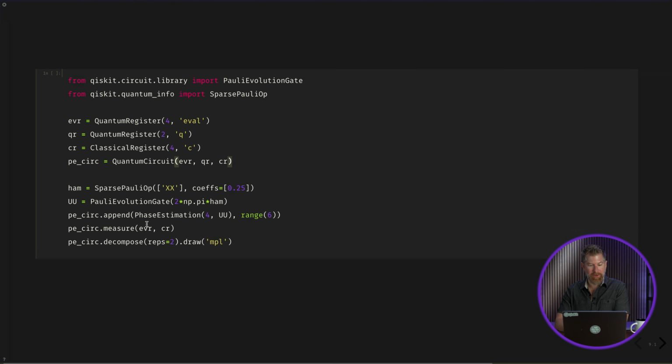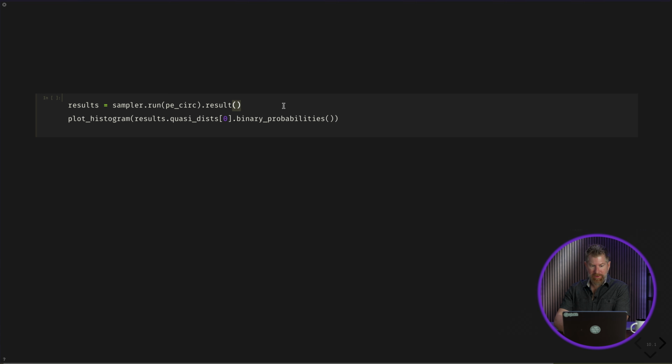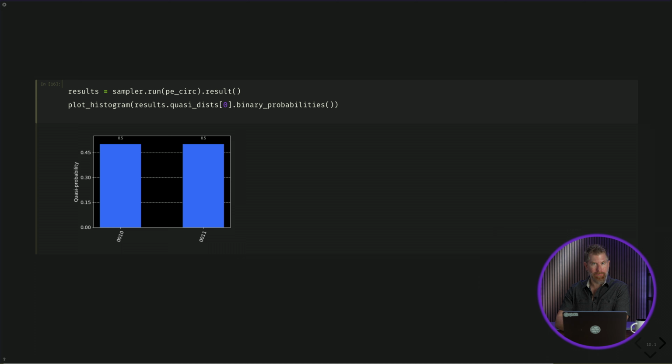We'll measure the evaluation register into the classical register, and we can take a look at what we get. We see, like we did before, we have Hadamard gates on all the evaluation qubits, followed by controlled PauliEvolutionGates on the 2-qubit computation register in this case, followed by an inverse quantum Fourier transform dagger. We can run this on the sampler again and plot the histogram. Let's see what these eigenvalues are by transforming the bit strings again.